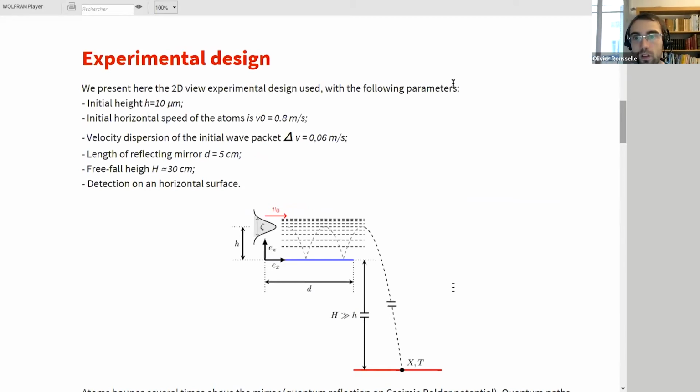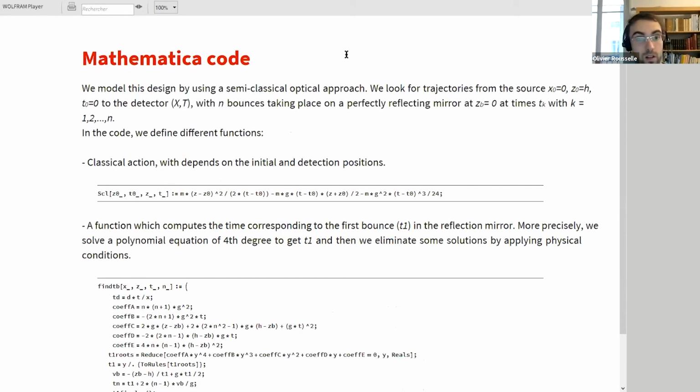The code is implemented in Mathematica, of course. We have different types of trajectories: the direct trajectory, the trajectory with 1 bounce, but you can also have 2 bounces, 3 bounces, etc. The classical action: this is just a semi-classical study. It is not purely quantum, but semi-classical. The classical action takes into account the gravity and the time of flight. This is a quite famous expression.